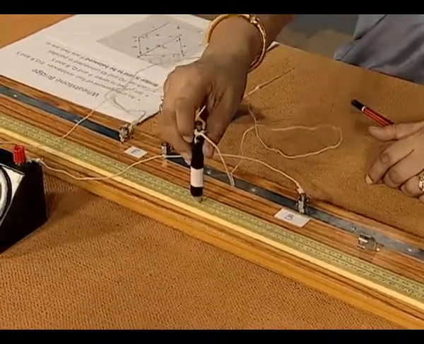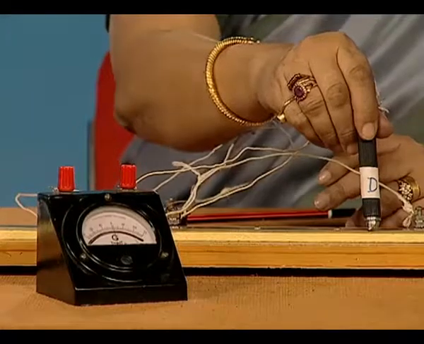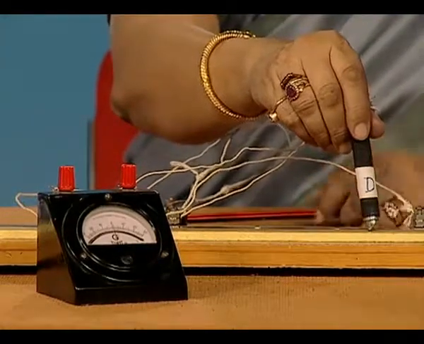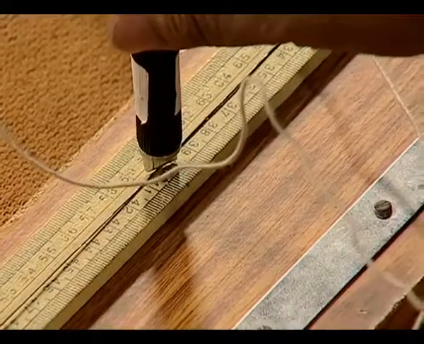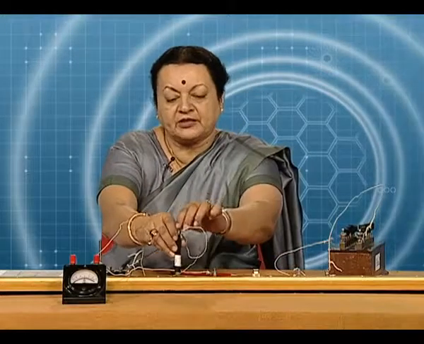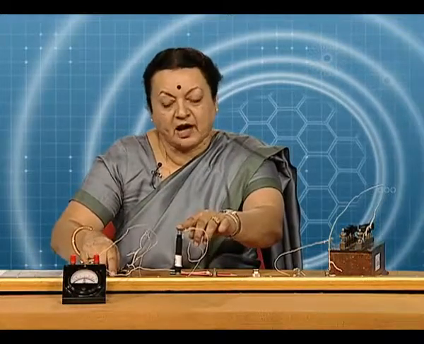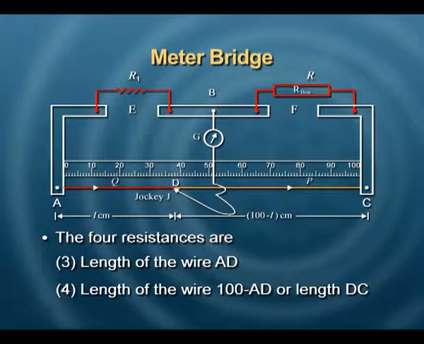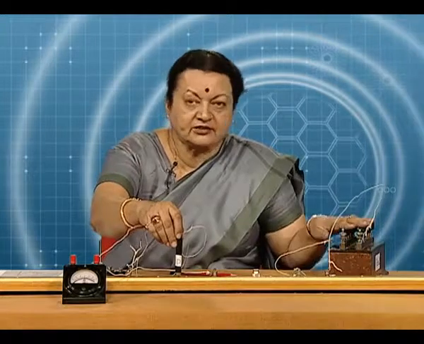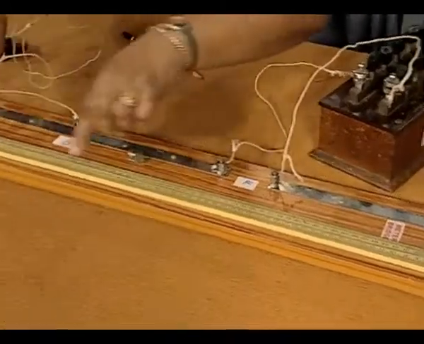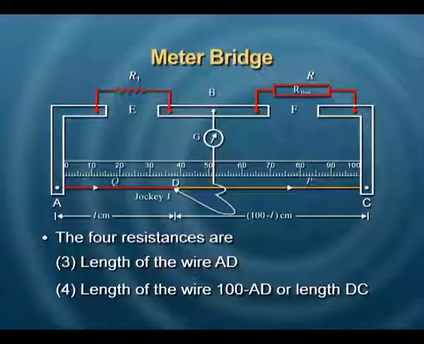Supposing this is the contact that we make and there is no deflection in the galvanometer, which means it is the condition for balanced bridge. The ratio of the resistance in the arm E and the resistance offered by AD length of the wire is exactly equal to the resistance F and this particular length of wire resistance, which is 100 minus AD. So, you satisfy the condition for balanced Wheatstone bridge the moment there is 0 deflection in the galvanometer.